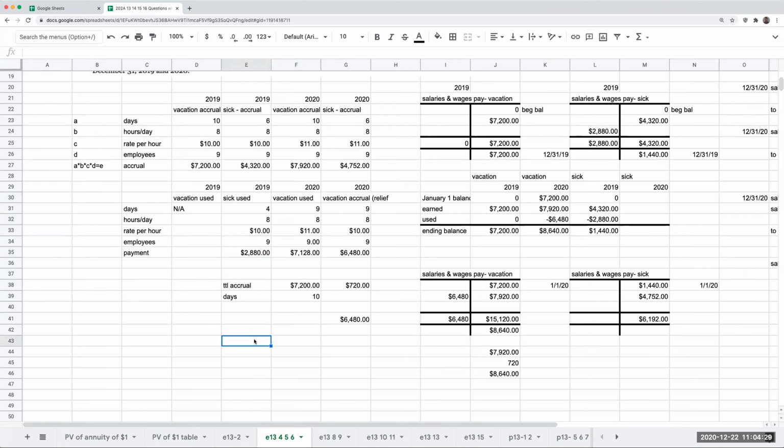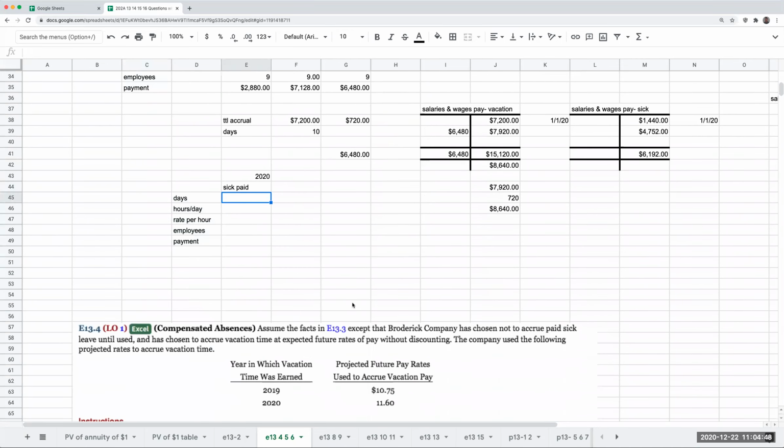So let's go over here. 2020 sick paid. The amount that's going to be paid for the sick days in 2020 is they used 5 days. Hours per day is 8. Rate per hour is now 11. This is for 9 employees.